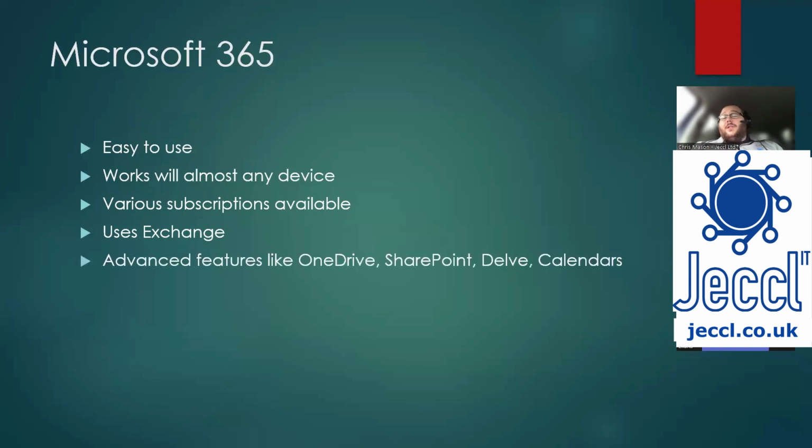You get advanced features such as OneDrive. So even with a business basic license, you'll get access to 1 terabyte of cloud storage. You can get access to SharePoint, which is basically a little intranet that you can use within your company to share files, folders, good news stories, and things like that. You can get your calendars as well, and that will synchronize across to your phone, your laptop, wherever else.